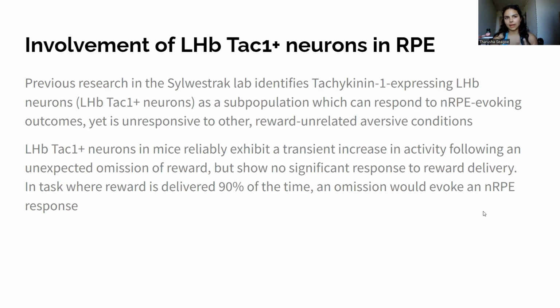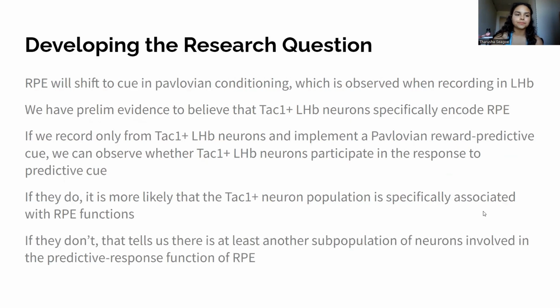So they were able to find this by conditioning mice to expect a reward when they poke into a certain port after performing an action. But 10% of the time there would be no reward, and you would see this like pretty transient increase in neural activity from these Tac1 neurons specifically. Whereas whenever they would do some aversive stimuli, like an air puff to the face, there would not be a response from these neurons in the same way.